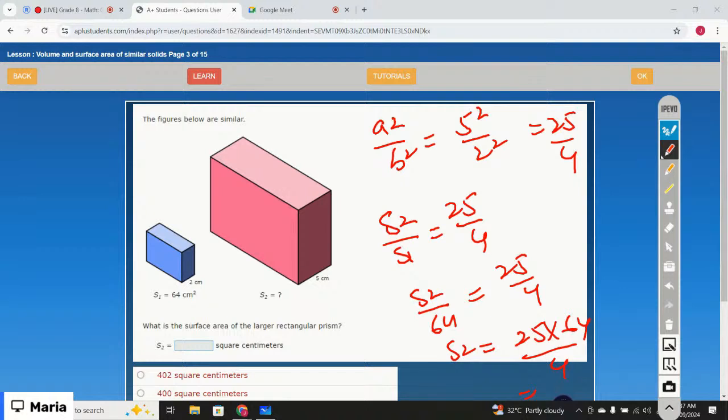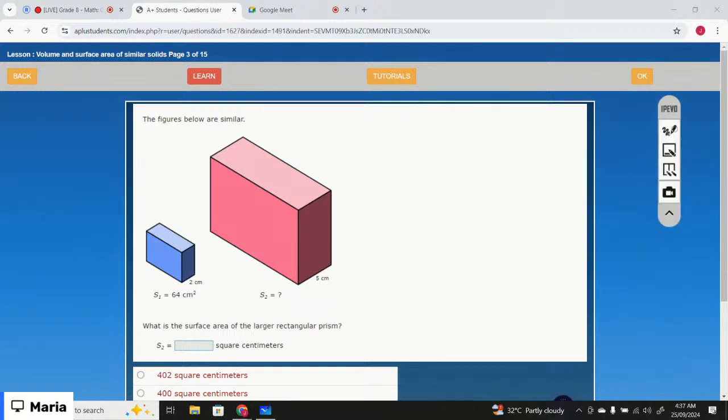The correct option is, that is 25 times 64 divided by 4. The correct option is 400. Option number 2 is the correct option.